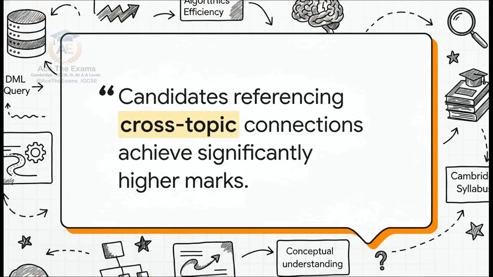Straight from the source. Candidates referencing cross-topic connections achieve significantly higher marks. You see, the Cambridge syllabus actively emphasizes that top-performing students show a connected conceptual understanding. This means your knowledge has to be transferable to totally unfamiliar contexts. Think about it. If you can show the examiner how a DML maintenance query impacts data structures or algorithmic efficiency from an entirely different part of the syllabus, you are signaling true mastery. You're not just repeating facts.